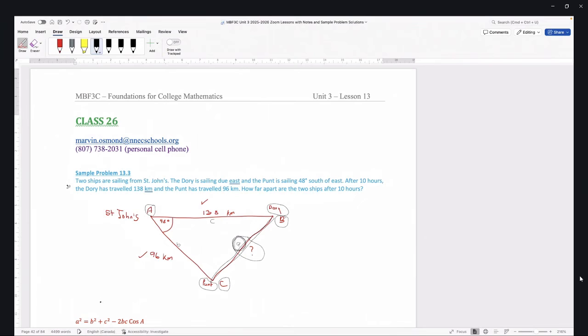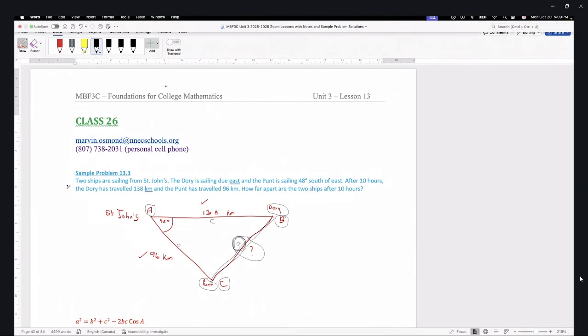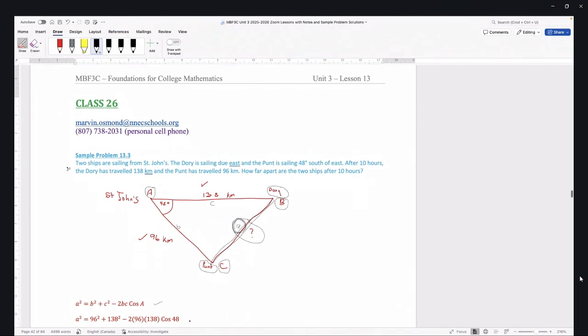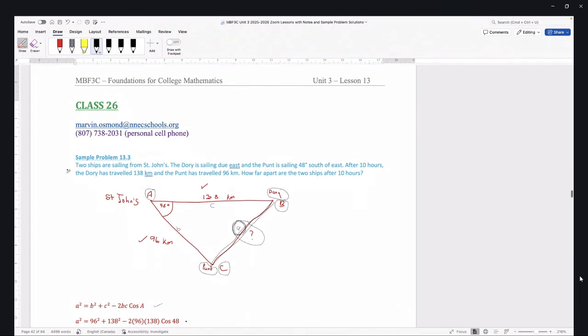So right here, if you go back up to where we were just a few minutes ago, I've done it for you already. First thing I do is I write down the formula. Here we go. A squared, this is what I'm trying to figure out, is what A is. A squared equals B squared plus C squared minus 2BC cosine of angle A. That's the formula.